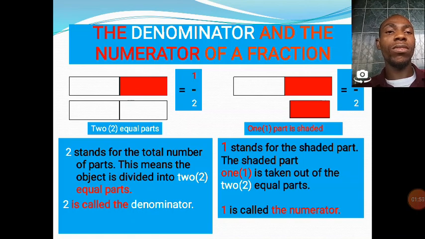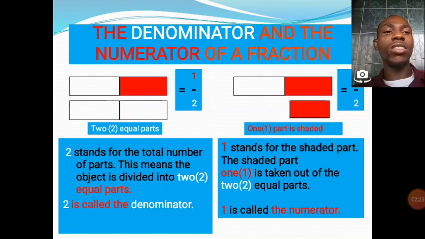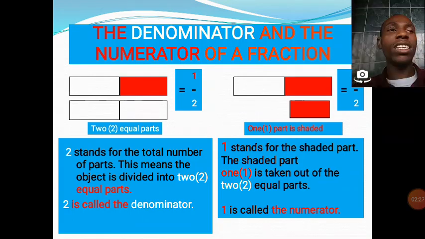Now, 2 stands for the total number of parts. This means the object is divided into 2 equal parts. 2 is called the denominator. That is the down number. It is always called the denominator, and it represents or shows the total number of parts the object is divided into.